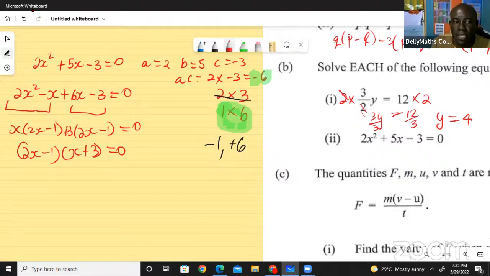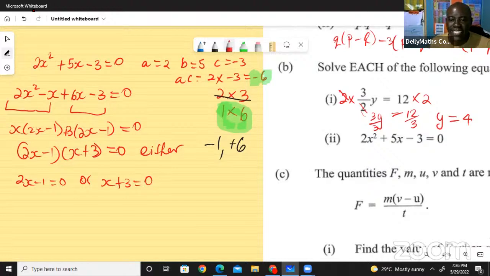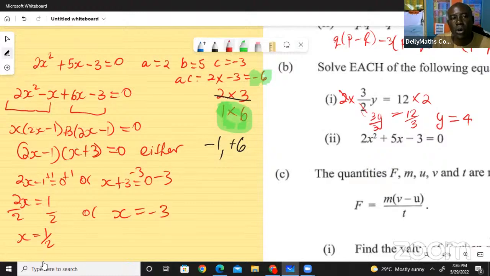Whenever you're solving, if two things multiply to give 0, then either one of them is 0 or the other is 0. So from here, we're going to be solving. 2x is equal to 1 by adding 1 to both sides, then dividing by 2, so x is equal to 1/2. Or you subtract 3 from both sides, so x is equal to -3. So the two responses that we have here are x = -3 and x = 1/2.